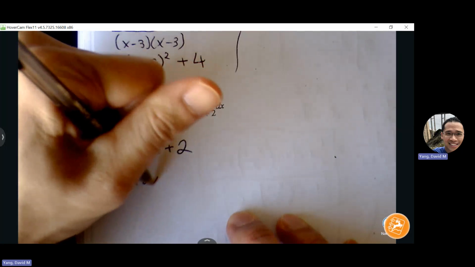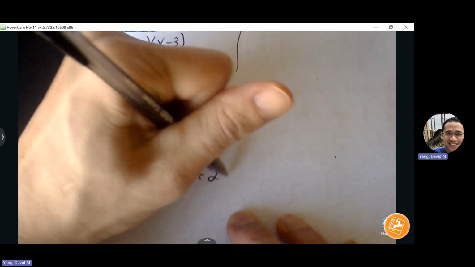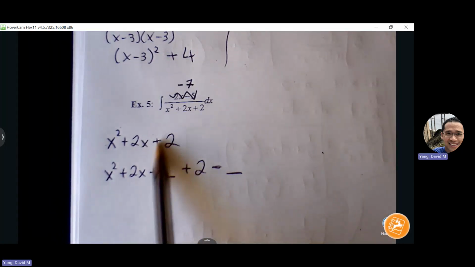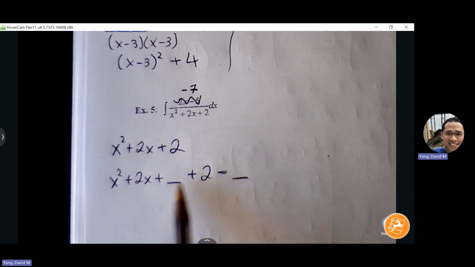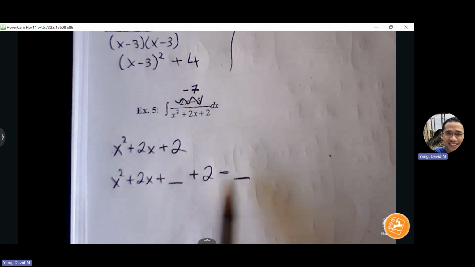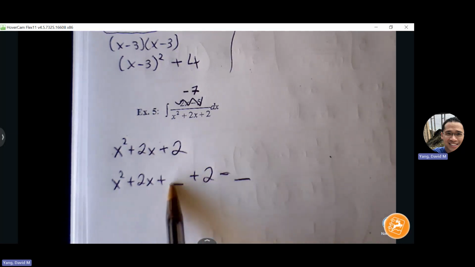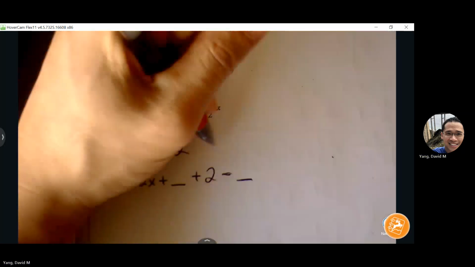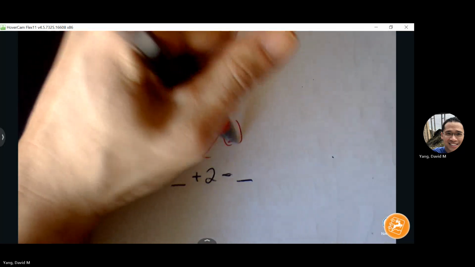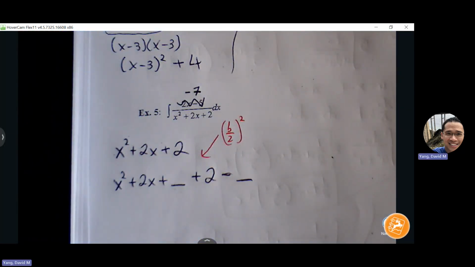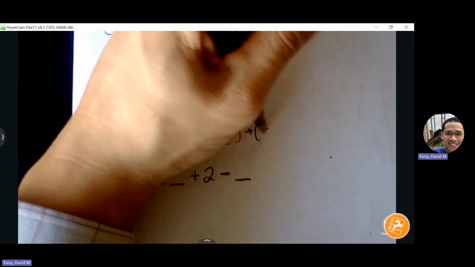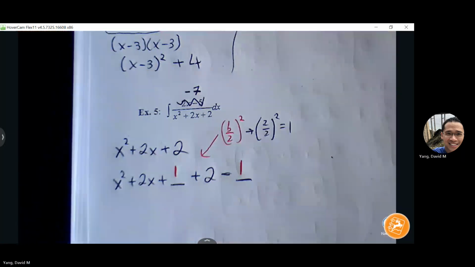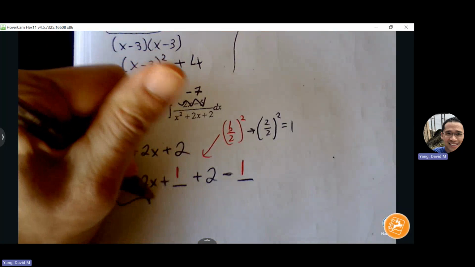x squared plus 2x plus space plus 2 minus space. So basically, we're not changing anything here, right? We're just shifting that over and making sure that we have a plus space and minus space on either side of that constant. Because I want to find a number that will definitely factor nicely for us. Okay, so our formula is b over 2 squared. So 2 over 2 squared, which is 2 over 2, so 1 goes in both spaces. We should be able to get this to factor nicely for us.